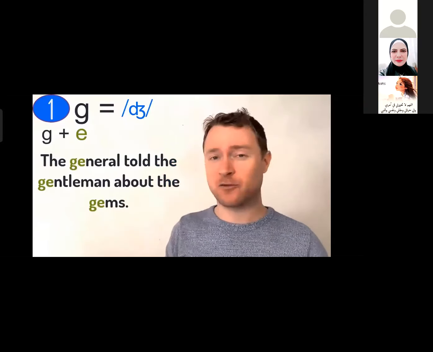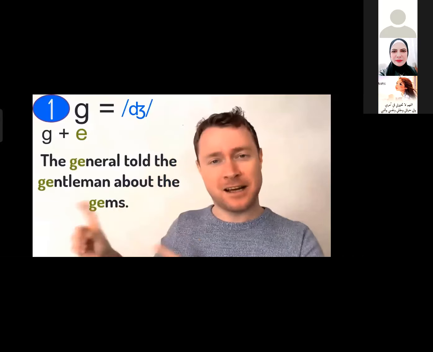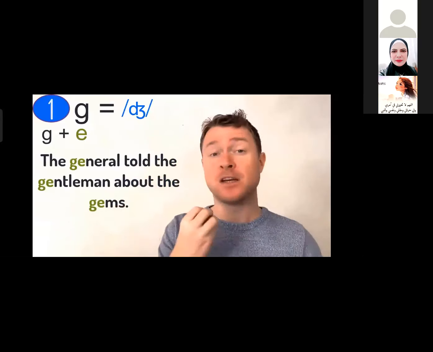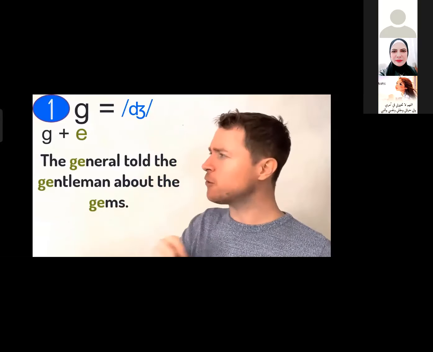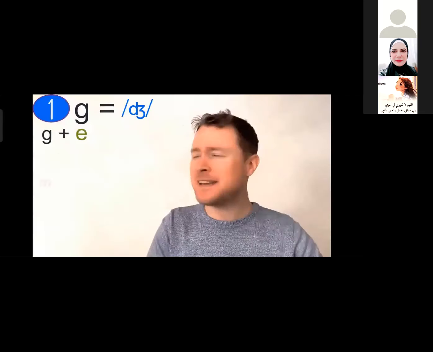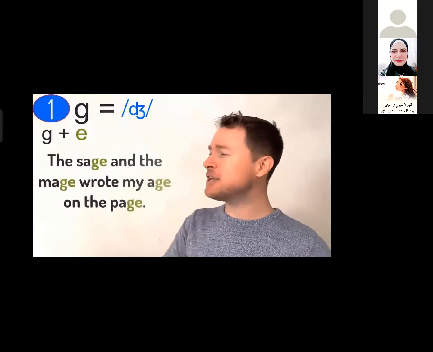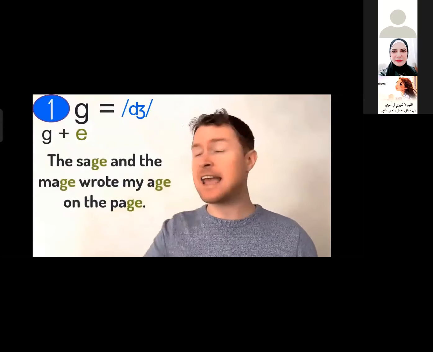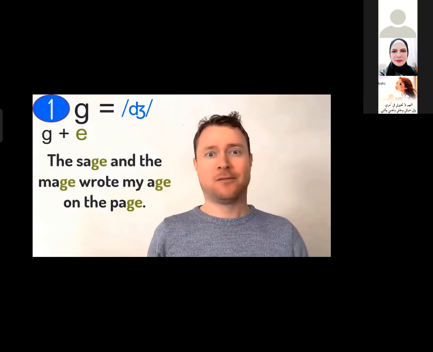Say that as fast as you can and you'll really get a good idea and a good way to practice them. General, gentleman, gems. The general told the gentleman about the gems. Okay? Next one is the sage and the mage wrote my age on the page.